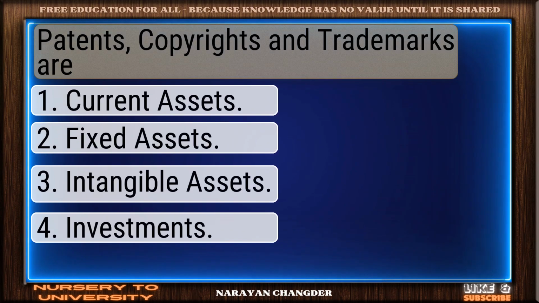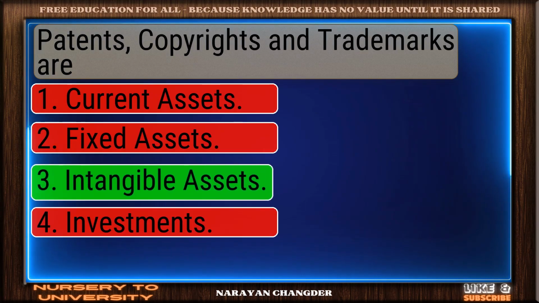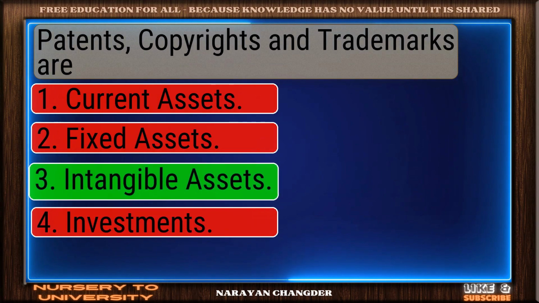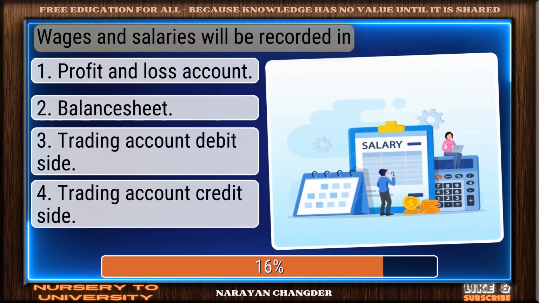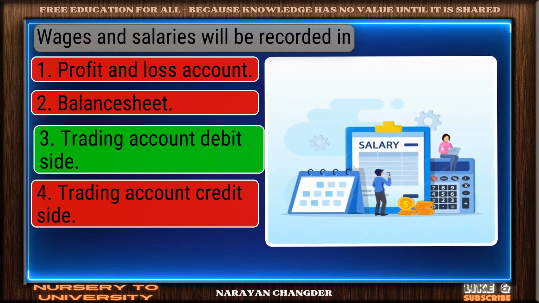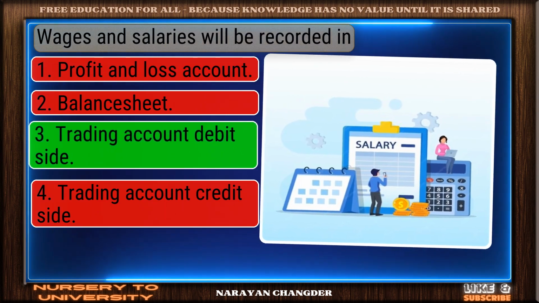Patents, copyrights, and trademarks are. Valid point. Intangible assets is true. Wages and salaries will be recorded in. Excellent choice. Trading account debit side is the right answer.